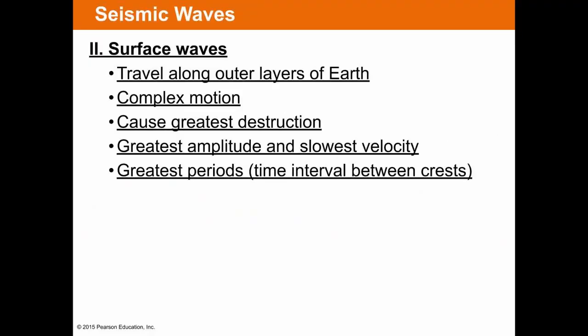In those seismographs, we saw there was a big wave at the end that was called a surface wave. Surface waves, as you would imagine, travel along the surface of the Earth, the outer layers of the Earth. They have a more complex motion, and the destruction earthquakes cause is a direct result of these surface waves. They have the greatest amplitudes, but the slowest velocity, and also the greatest periods, or the greatest amount of time between different crests of waves.